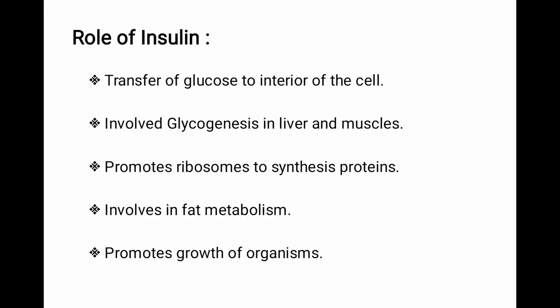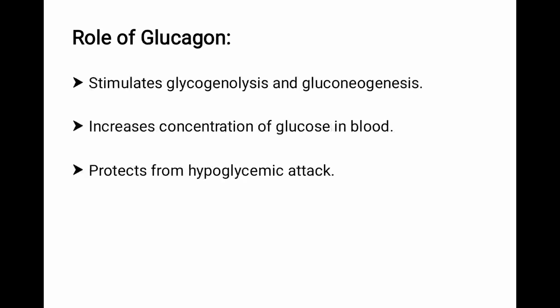Coming to the role of insulin, which is secreted by the beta cells, it helps in the transfer of glucose to the interior of the muscular tissue and the liver tissue. They are involved in glycogenesis in the liver and muscles, that's nothing but the formation of glycogen from glucose. They promote ribosomes in the synthesis of proteins. They are involved in fat metabolism, and they promote the growth of organisms. So these are the roles of insulin.